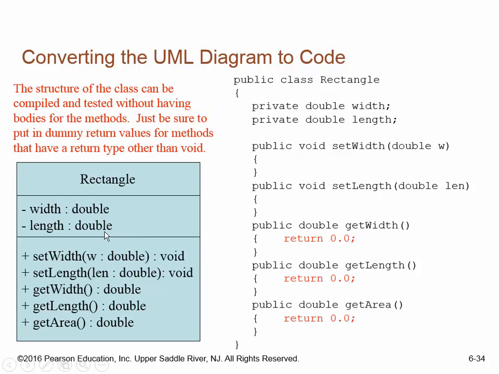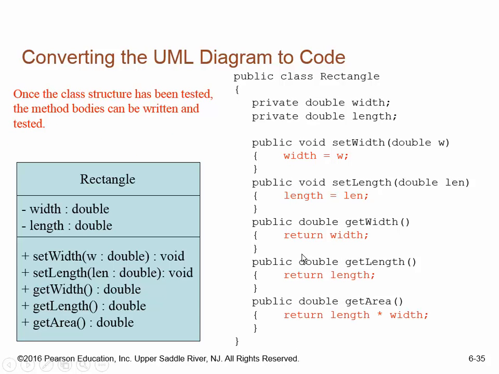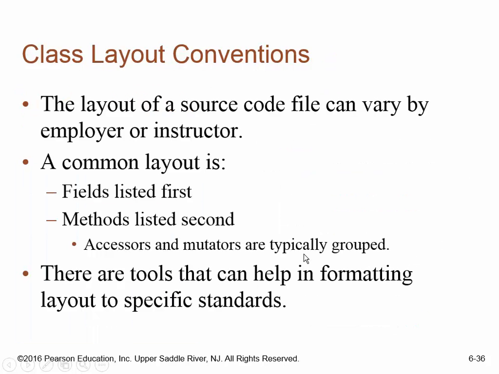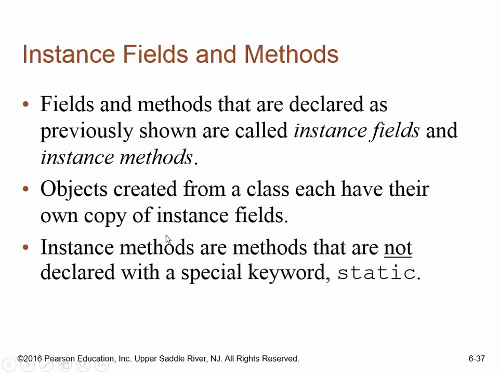So we take this and we convert it from just having nothing in it to actual values. As it says, the layout of a source code file can vary based on what the place you're working for wants, or however you want to set it up. The way that Gaddis does it in his book is he does his fields, his private data, first, and his methods second. He groups together his accessors and mutators. Sometimes you want to do that, sometimes you don't. And he says there are tools to help in formatting the layout. We'll talk about those.